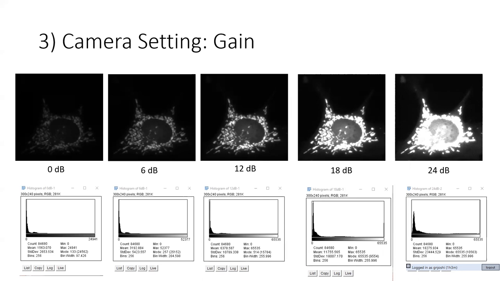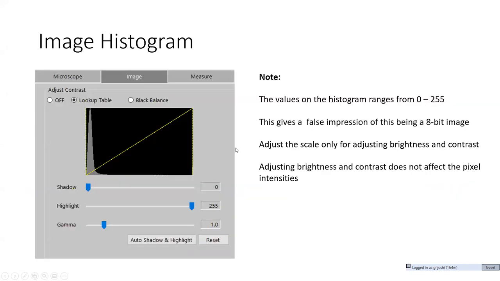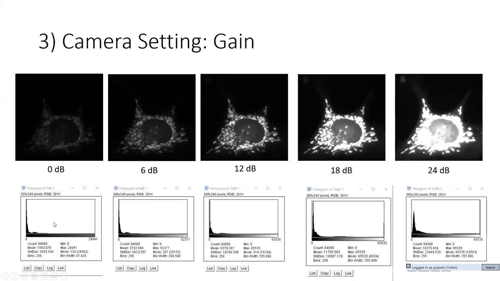When you increase the gain, of course, it also increases the background. But at the same time, you can play with the brightness contrast setting to remove any of the background increase that you are getting. Make sense?